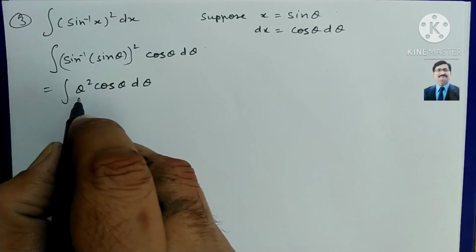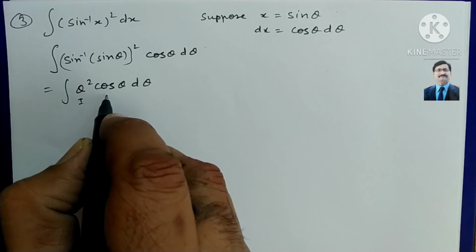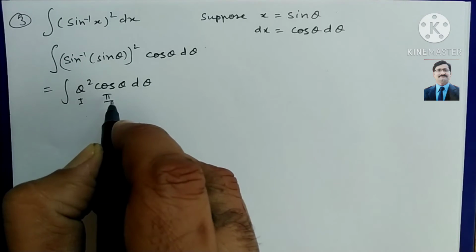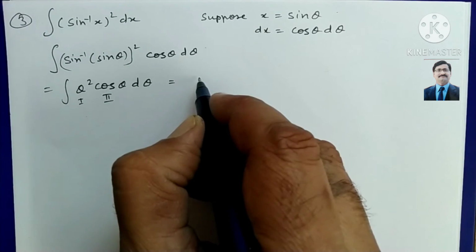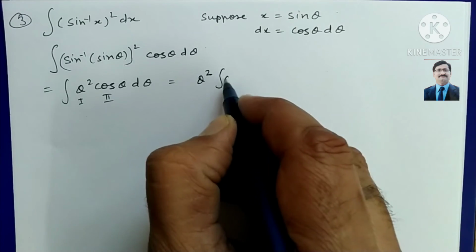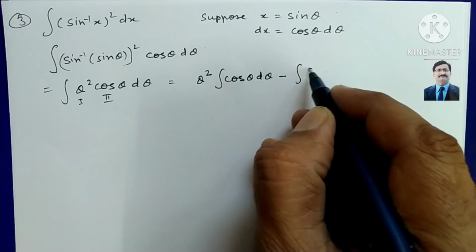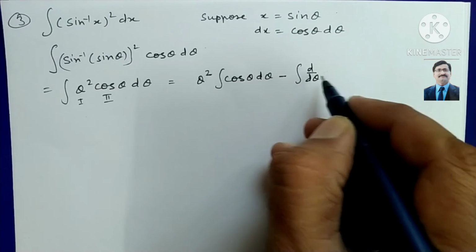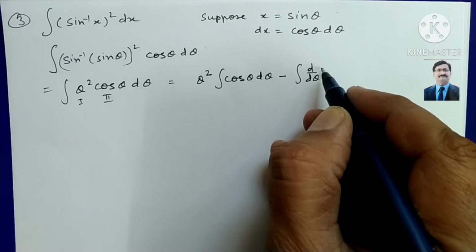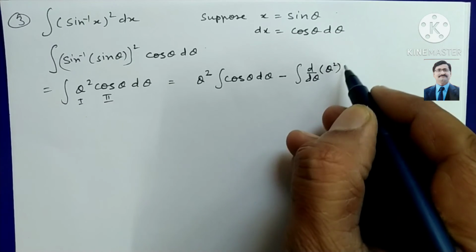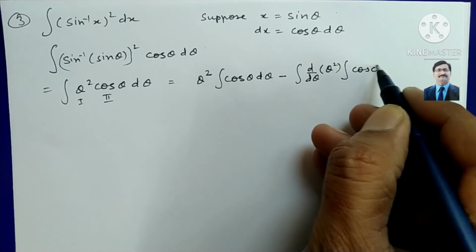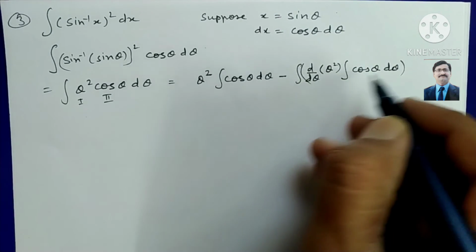Look here, this will be algebraic form, so this is first and this is second. Okay, and look here, this theta square is first, second is cos theta d theta, minus the differential of theta square, with respect to theta we will do here. So differential of theta square, integral cos theta d theta, and whole d theta.